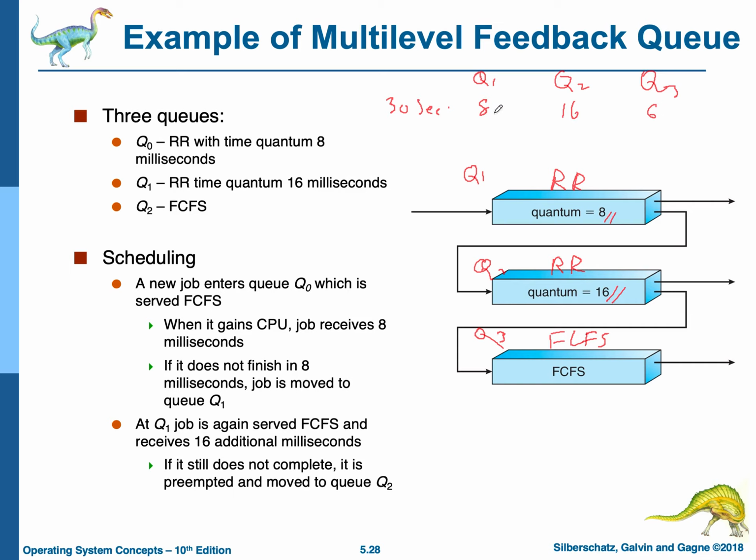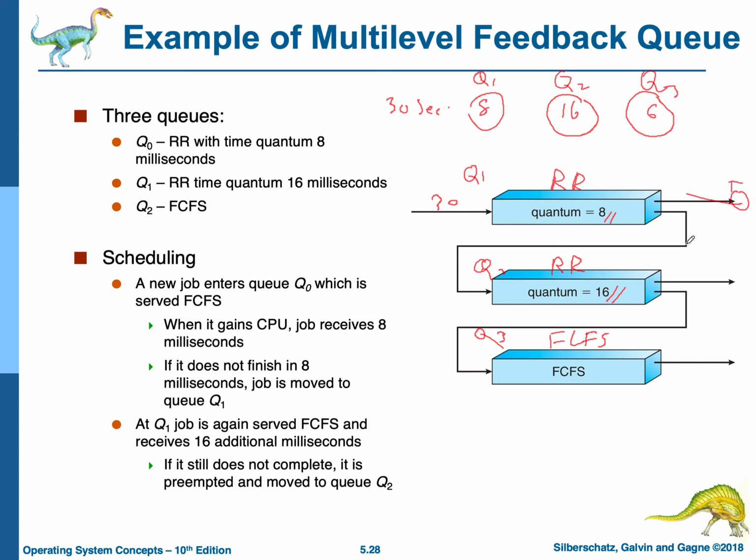So in Q1 round robin it can only complete for 8 units of time. In Q2 round robin it can complete for 16 units of time. The remaining will go to first come first serve. Here, if we see a job with 30 seconds and it is completed, it terminates, I mean it goes to the next phase.